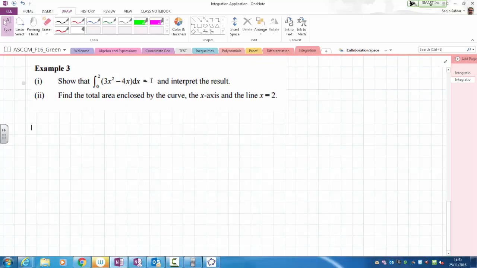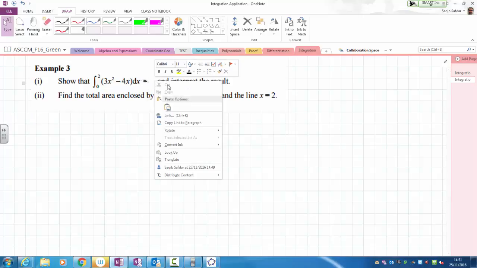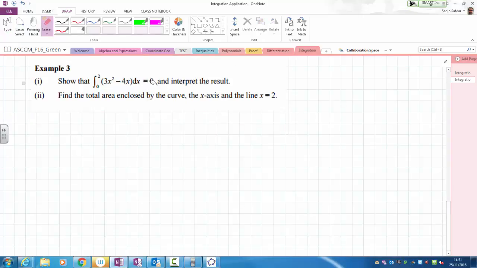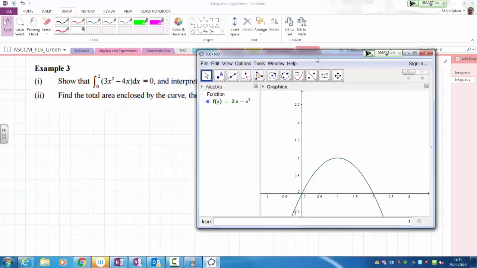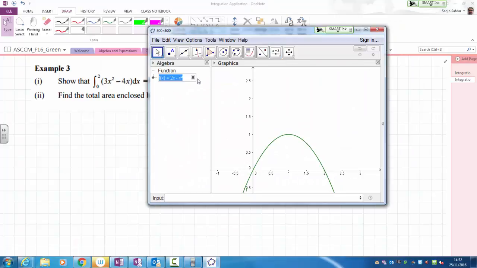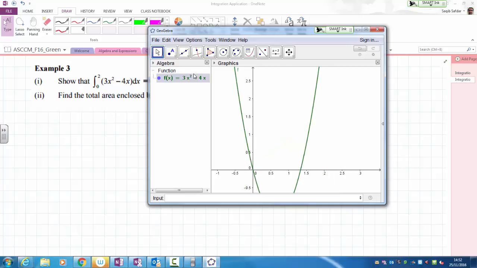Okay, let's investigate. The answer is that yes, you do get 0. Yeah, we should get 0. But let's see what's going on. I can ask you to sketch it, I guess, but I'll save you the hassle. So over here we've got 3x squared take away 4x. Is that right?